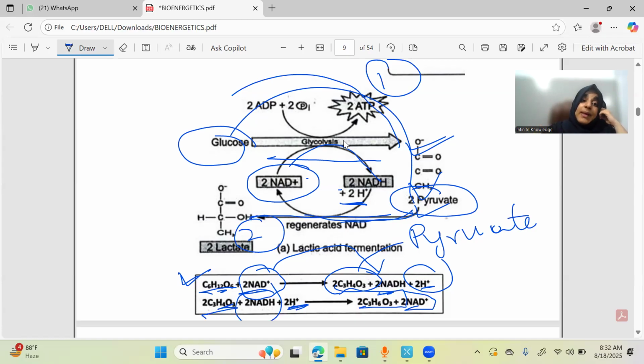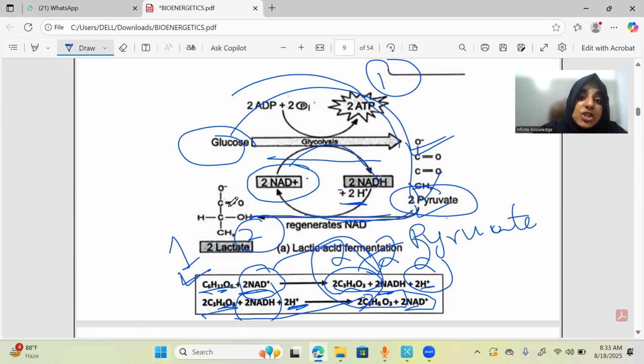And you need to remember the balancing of this situation: 1 molecule of glucose will produce 2 molecules of pyruvate, and 2 molecules of NADH and 2 H positive. And 2 molecules of pyruvate will produce 2 lactate. It will not produce 1 lactate. 2 molecules of pyruvate produce 2 lactate. 1 molecule of glucose will produce 2 pyruvate. So you need to remember all of this.